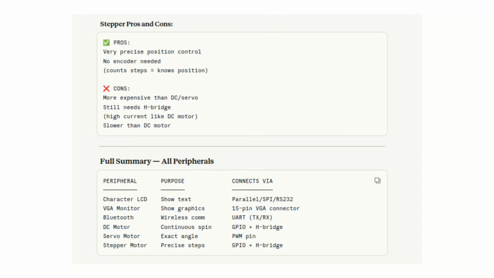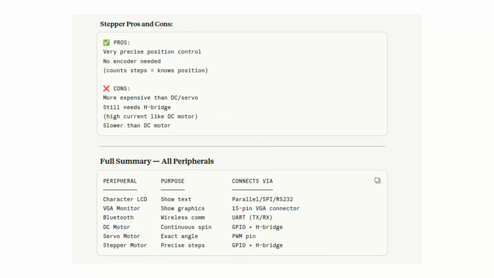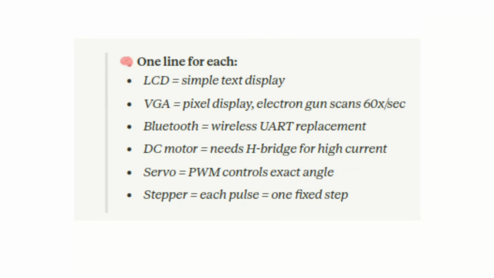Now the problem here is that it is very expensive and it still needs an H bridge. It is also slower than the DC motor. DC motor is spinning very fast. It is slower than the DC motor. So this is its cons. Fine.